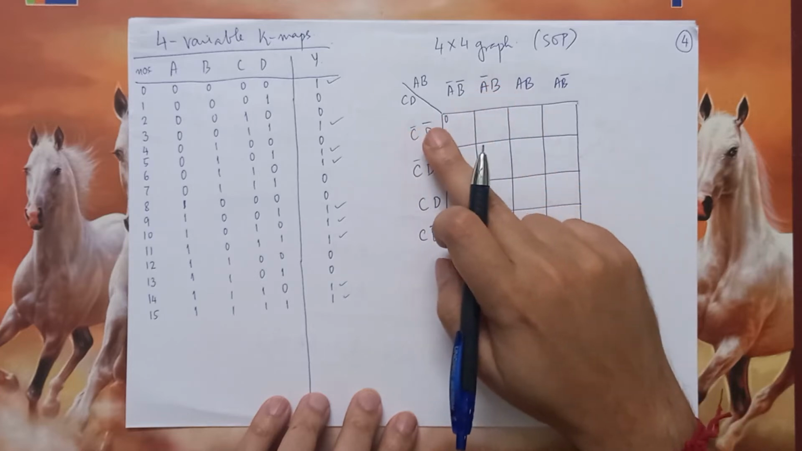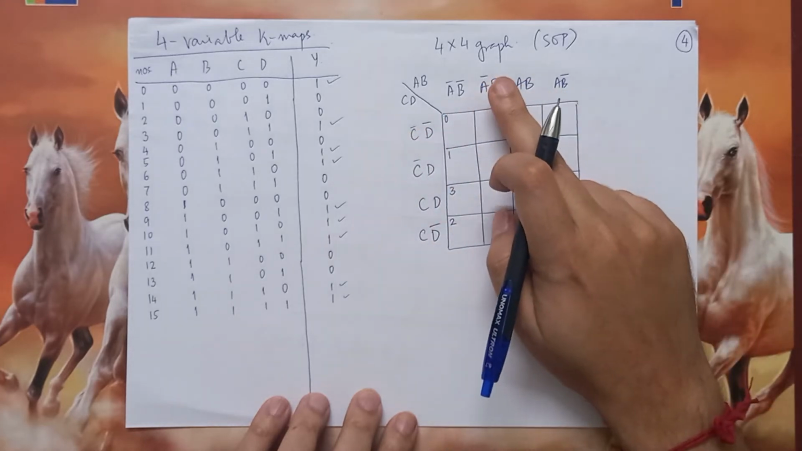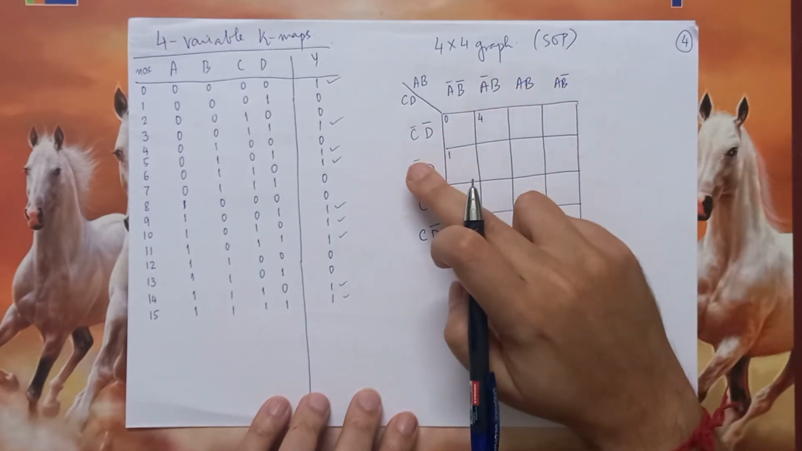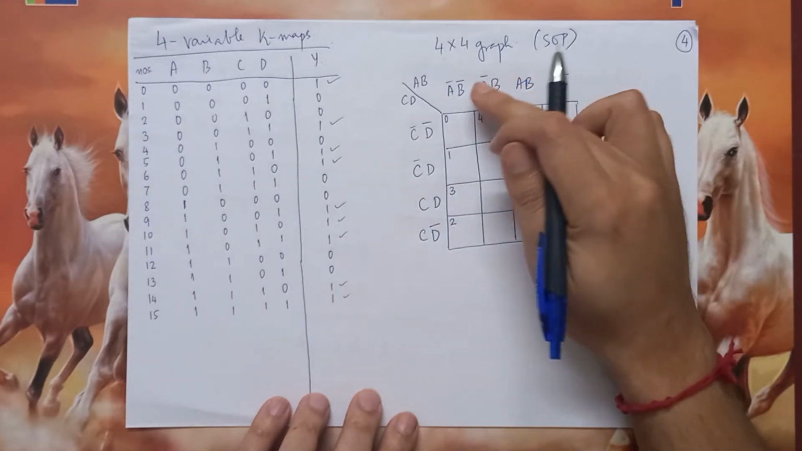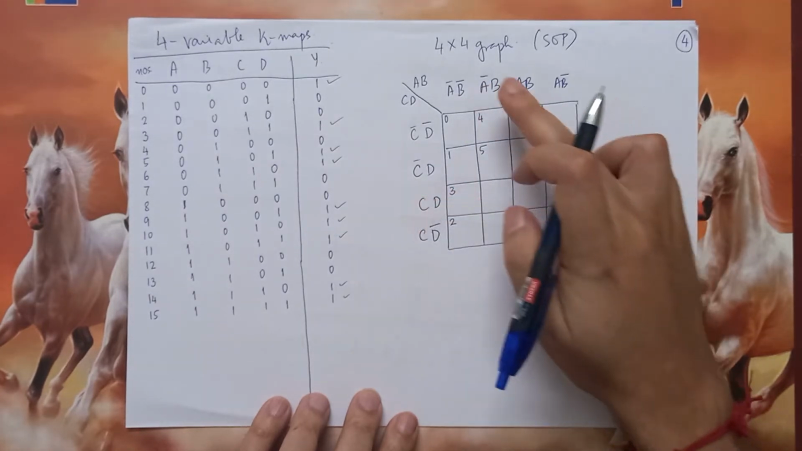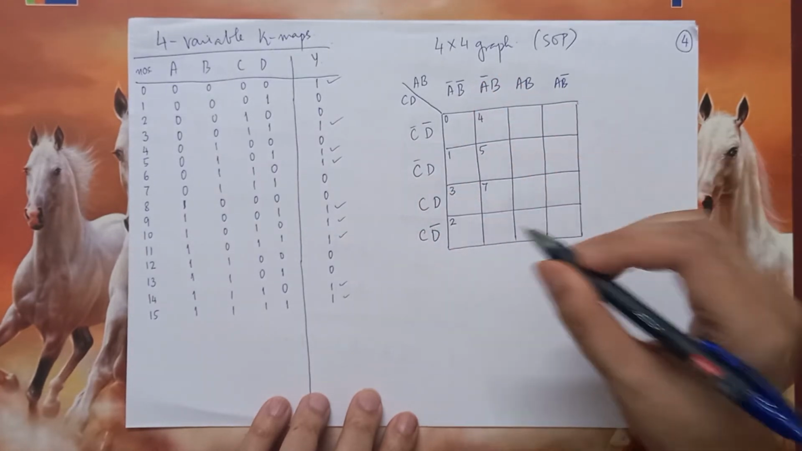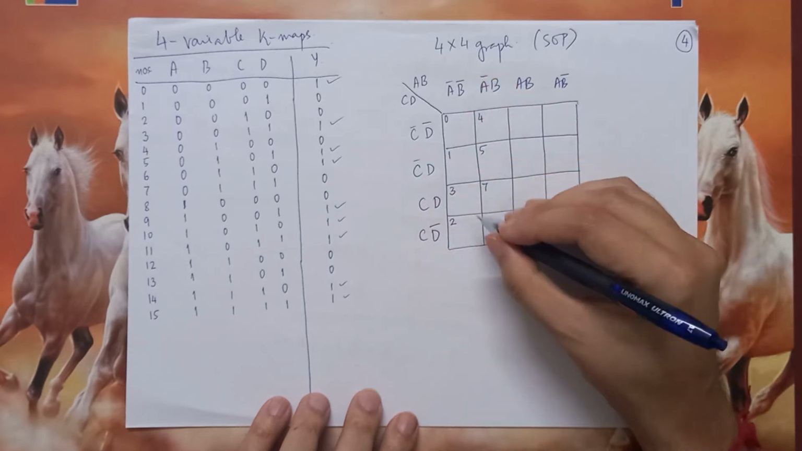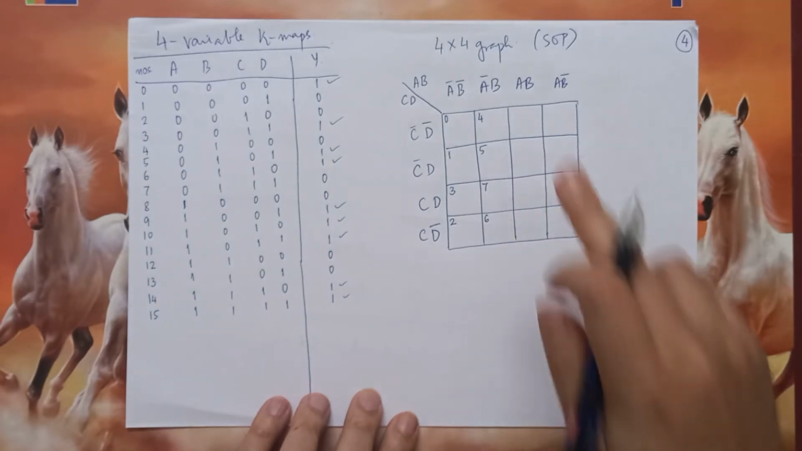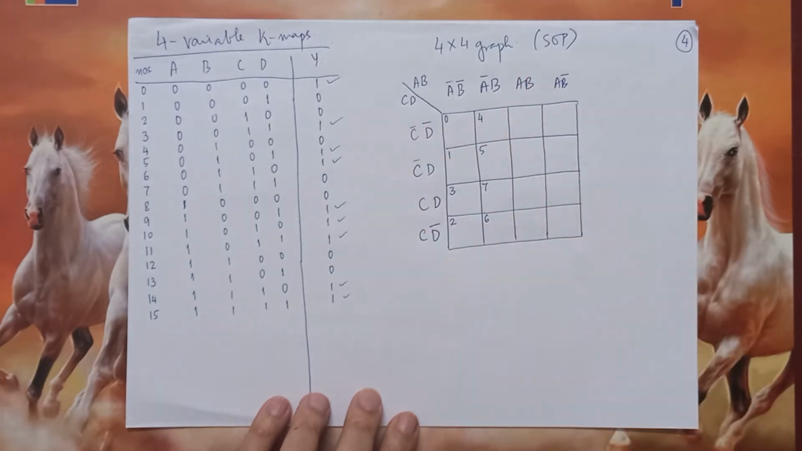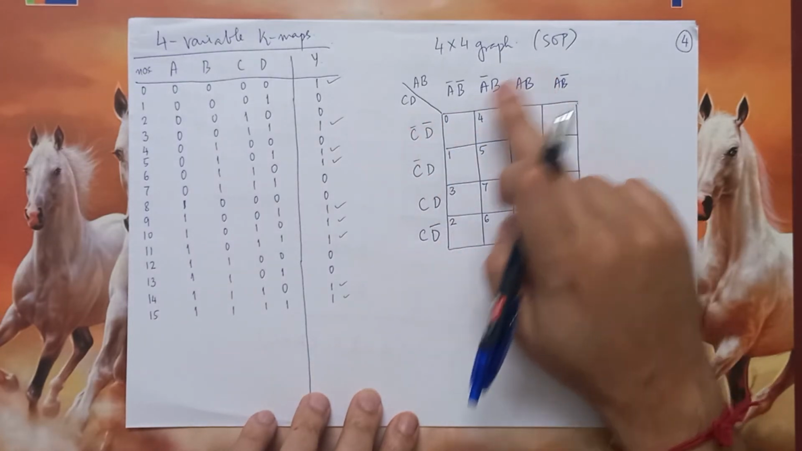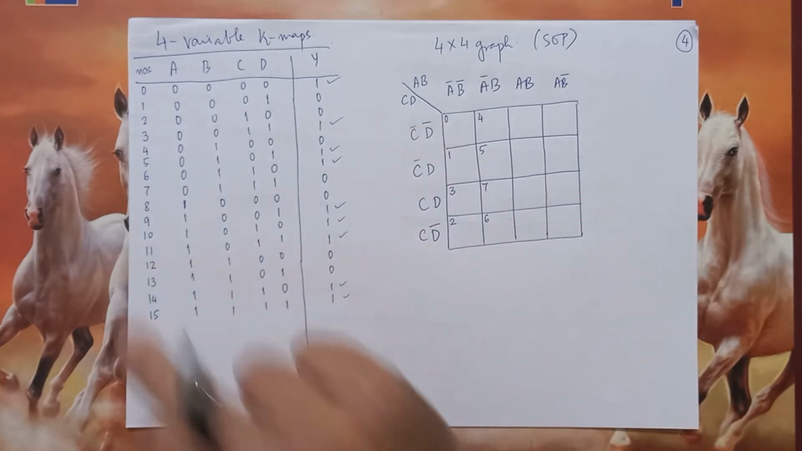A bar B, C bar D bar. That means it is 0, 1, 0, 0. This means it is 4. A bar B, C bar D. That is 0, 1, 0, 1. That is 5. A bar B, C D is 0, 1, 1, 1. That is 7. And A bar B, C D bar is 0, 1, 1, 0, which is 6. Now, A, B, C bar, D bar. A, B, C bar, D bar is 1, 1, 0, 0 and 1, 1, 0, 0 is 12.